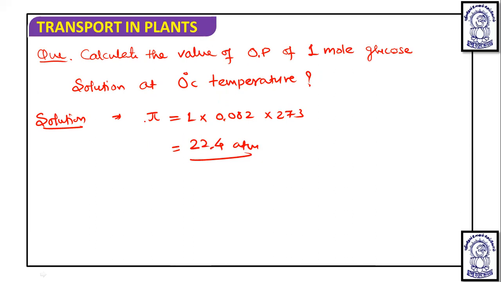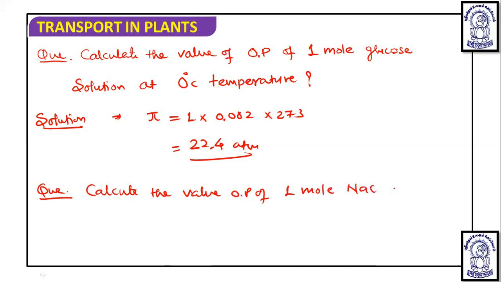Now the osmotic pressure here is 22.4. But if we calculate the osmotic pressure of an electrolyte like NaCl, then the question is: calculate the osmotic pressure of 1 mole NaCl.